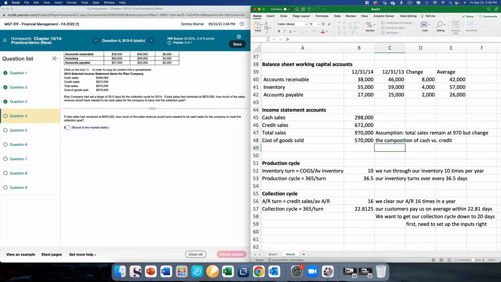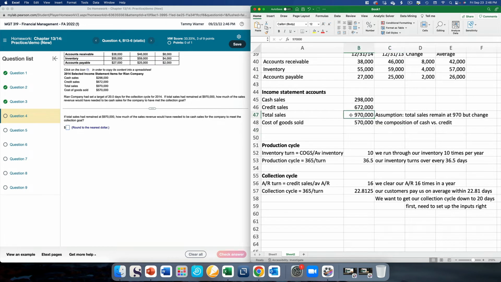And the way that you do that is you set it up so that credit sales are equal to total sales minus the cash sales. So if I, instead of having that be a number, if I make this a calculation, it's total sales minus cash sales. It's going to give me the same number, right? So that's that 672. But now it's a calculation.